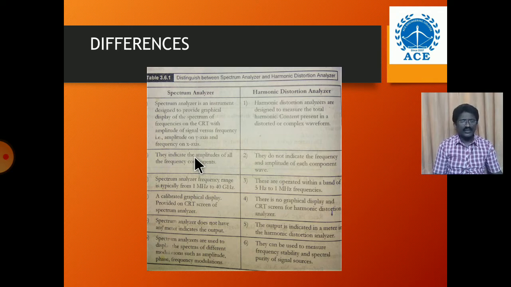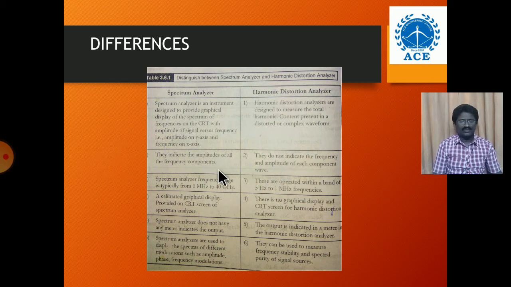In the harmonic distortion analyzer, they do not indicate the frequency and amplitude of each component wave. Actually, in the harmonic distortion analyzer, by changing the fundamental frequency, you can change the position of the harmonic levels also.